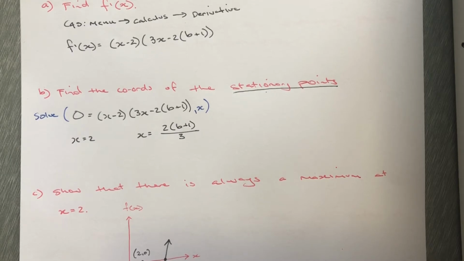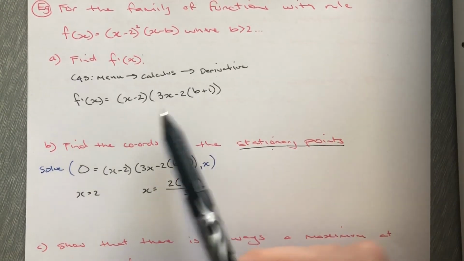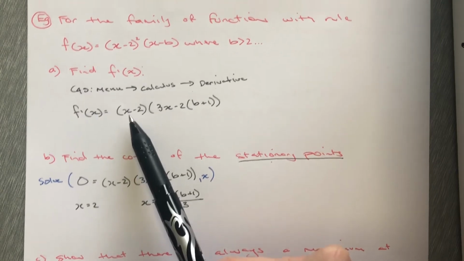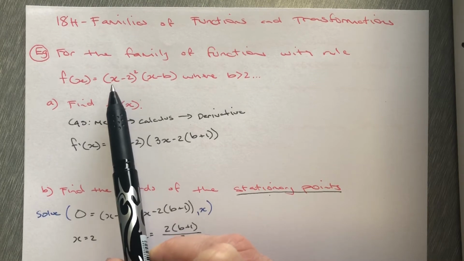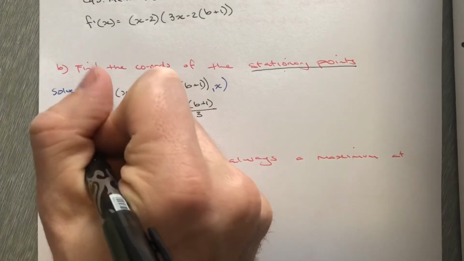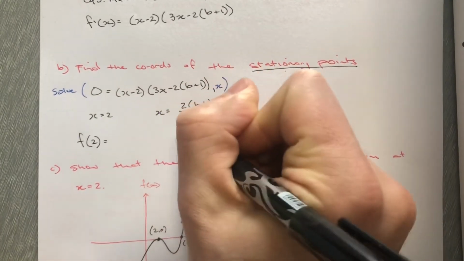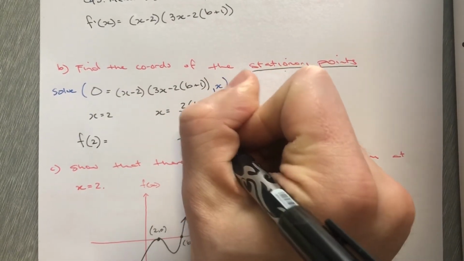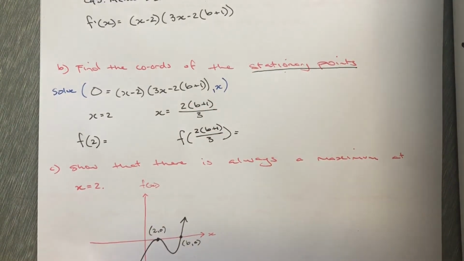That's where the gradient is 0, or the stationary points, but we want to find the coordinates, so we need to find the y values as well. Okay, so if we're trying to find y values, we're not going to be using the gradient function because that compares the gradient to x. We want to use our original function because that compares y to x. So if we did f of 2, and if we did f of this, that's going to tell us what our y values are.